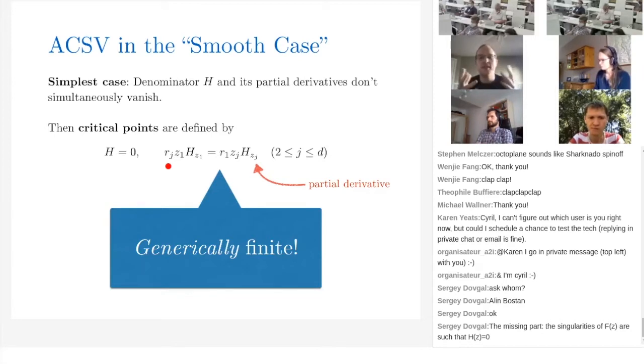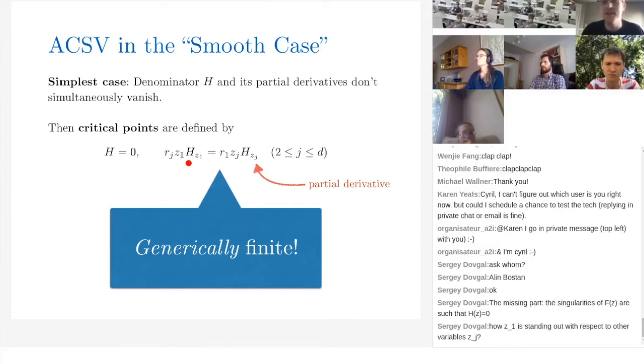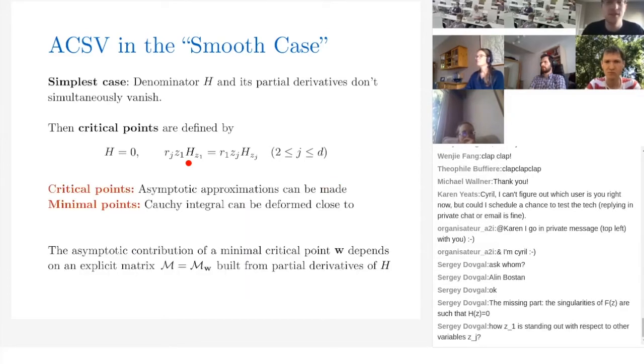The nice thing about this is that generically, if you randomly picked a polynomial h, this would be a finite set. The idea is that you have d polynomials and d variables, so generically you're finite. There's a little bit more work to fully proving this because your polynomials are structured, they depend on each other, but you can show that generically, so with probability 1, if you randomly picked an h, you'd get a finite set of critical points.